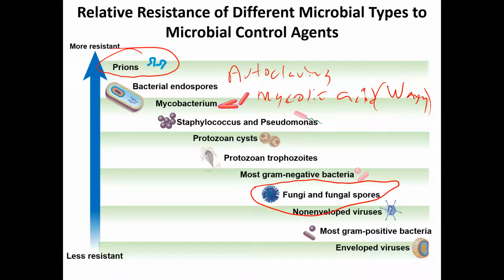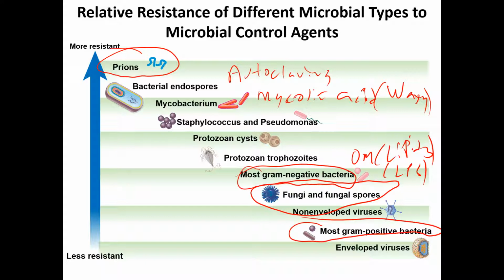You have your non-enveloped viruses, your gram-positive bacteria, and your enveloped viruses. Your enveloped viruses are the least resistant. Recall that your gram-negative bacteria have an outer membrane of lipids, things called LPS, lipopolysaccharides. This outer membrane structure makes this group of organisms more resistant than gram-positive bacteria to disinfectants. They're a little bit harder.